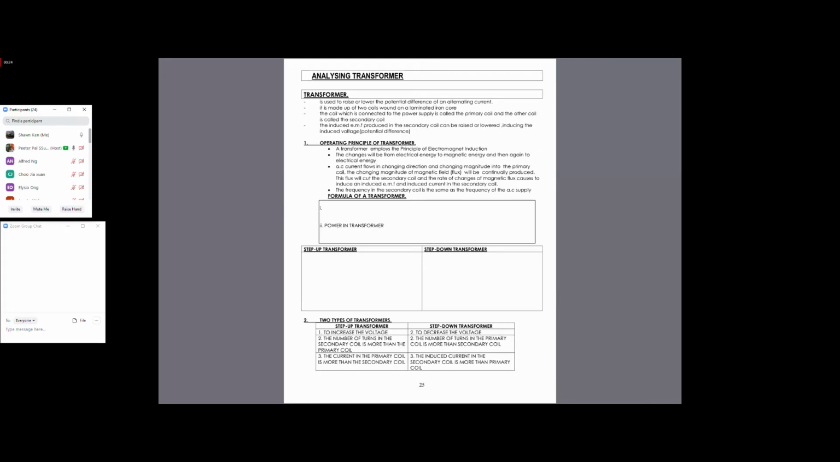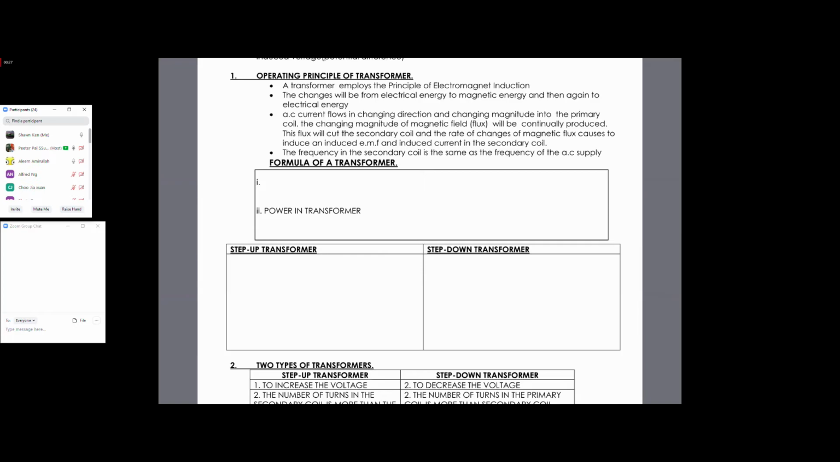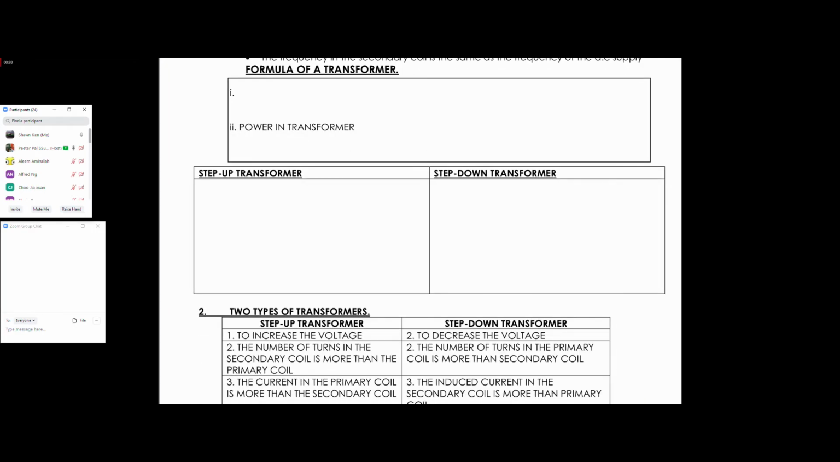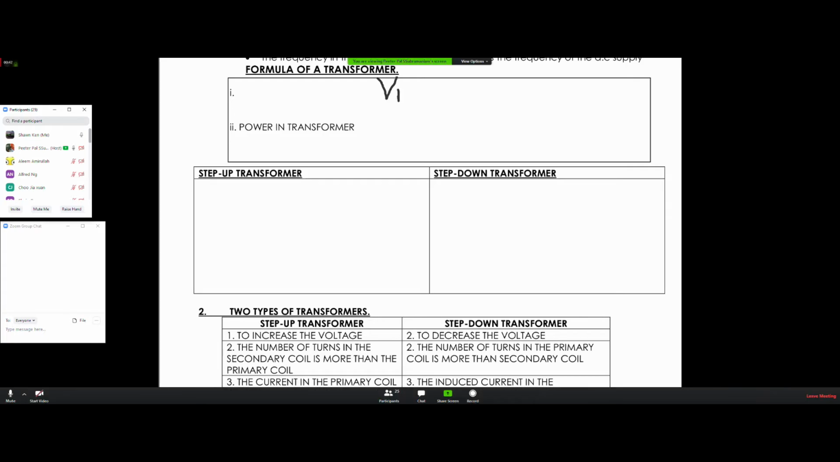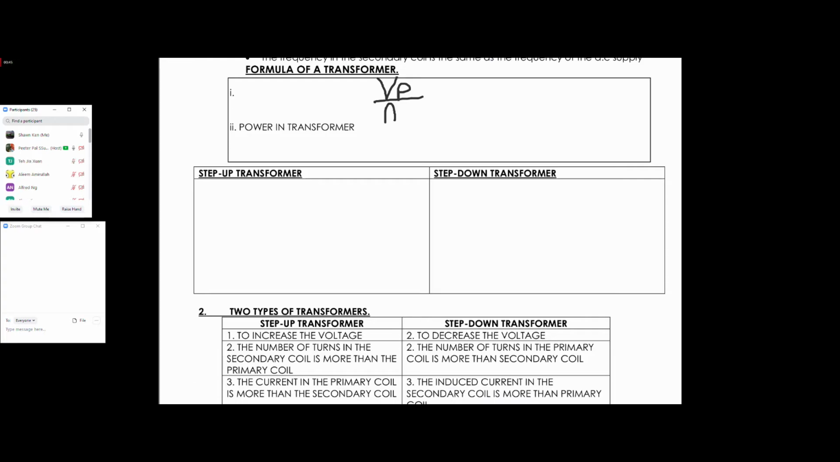Okay, transformer. So what are the formulas of transformer that we must know? The formulas of transformer will be primary voltage over number of turns of primary coil equals to secondary voltage over number of turns of secondary coil. Power in a transformer, as usual lah, P equals VI.